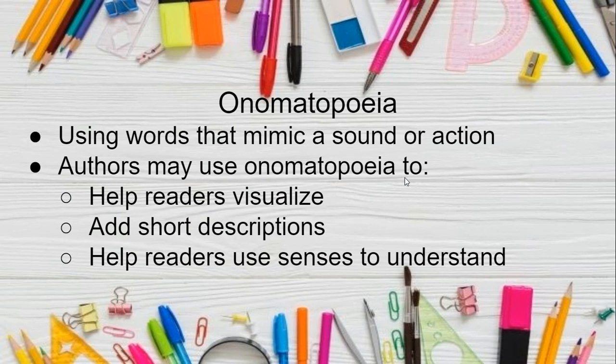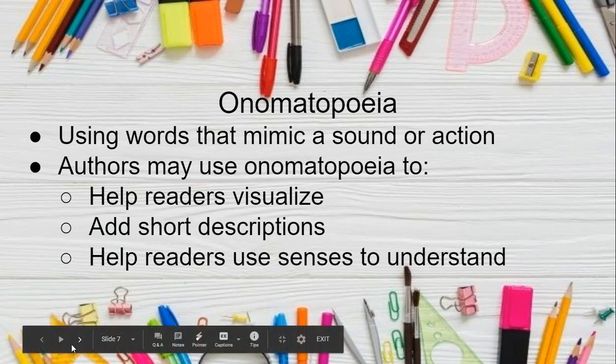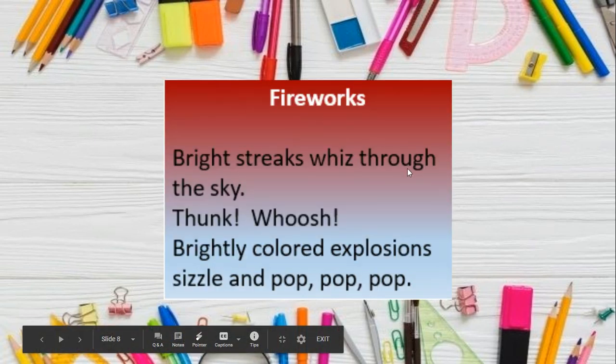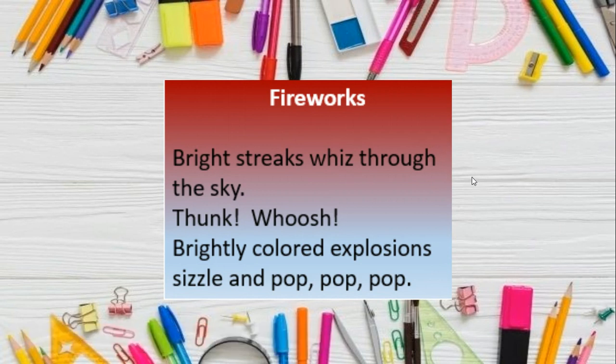Authors may use onomatopoeia to help readers visualize a poem, to add short descriptions to a poem without using a lot of words, or to help readers use their senses to understand. So it may help readers to feel like they can actually hear something that's going on or actually feel something. In this poem, see if you can identify some onomatopoeia words, words that mimic the sounds or the actions they are talking about.